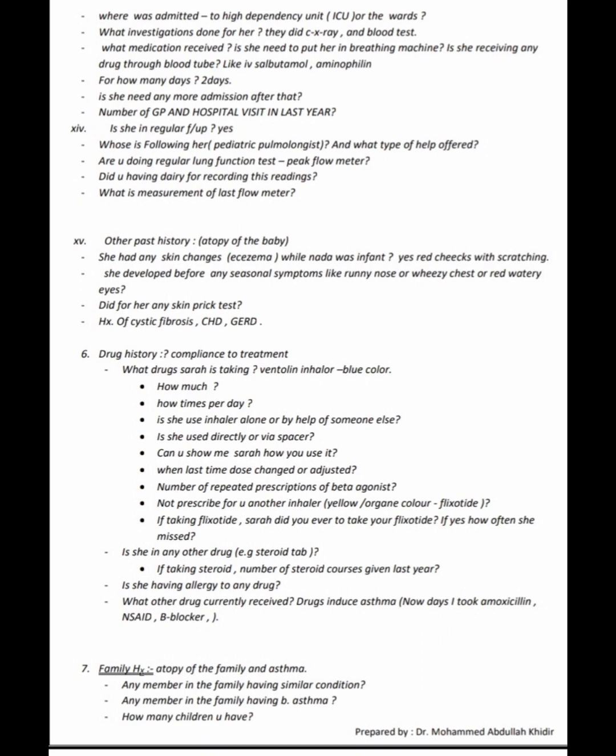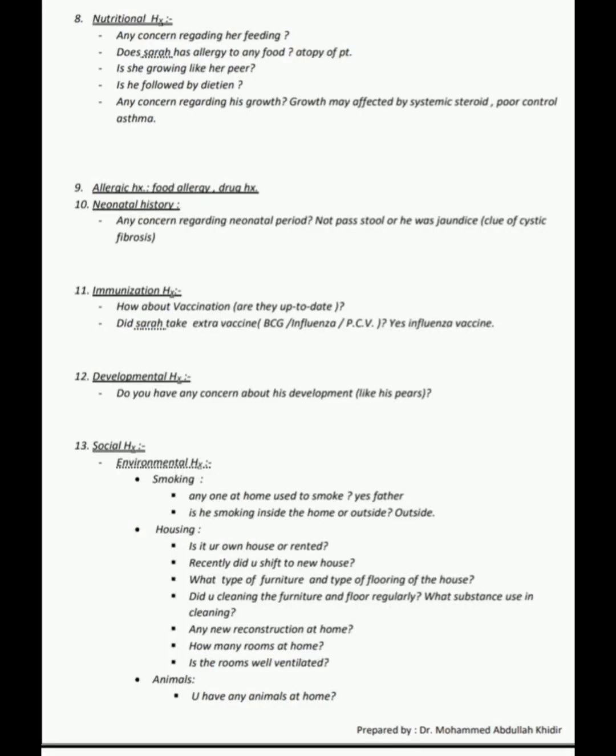Now, number 7 is family history. Family history will take atopy of the family or asthma. Is any member in the family having similar conditions? Any member in the family having bronchial asthma? How many children do you have? Now, number 8, we take in asthma history, nutritional history.